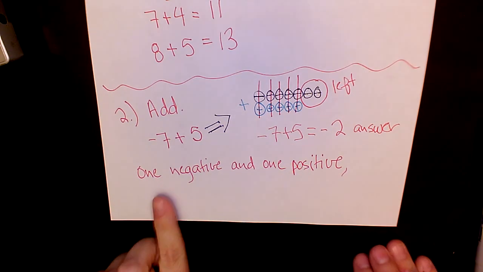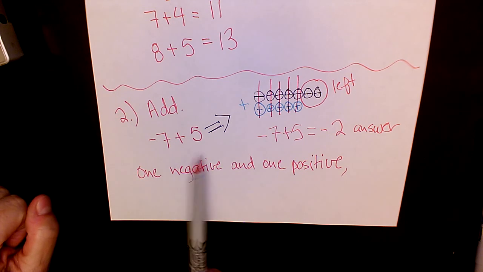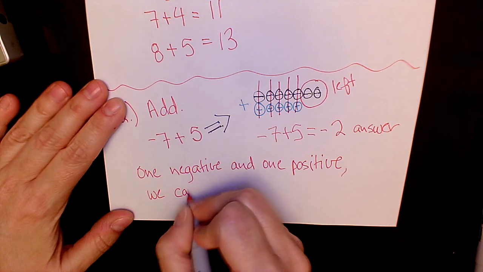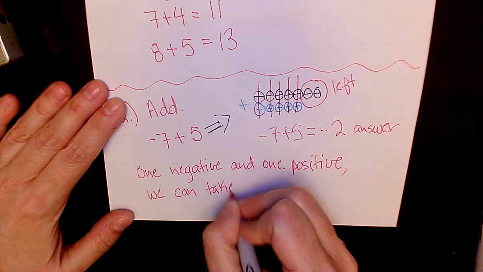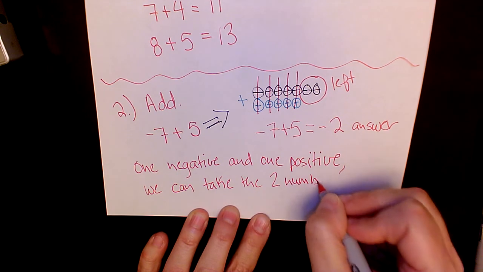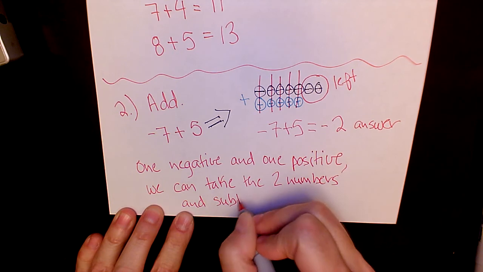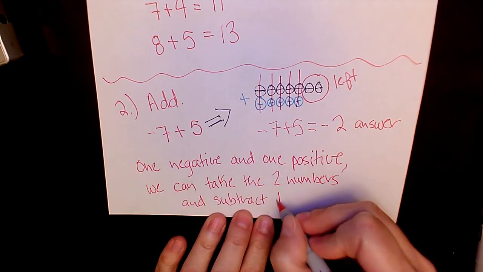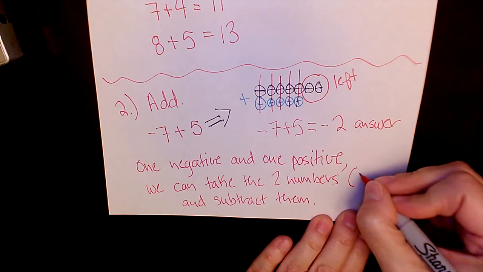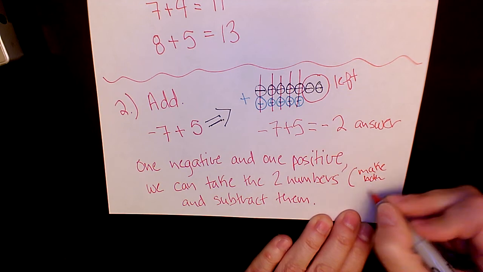Now another way to do this is if you have one negative and one positive, like we have a -7 and a +5, we can take the two numbers and subtract them. Make the numbers both positive. Just a little note.